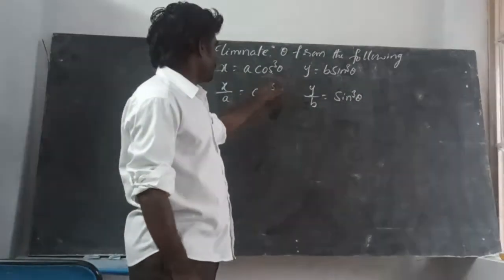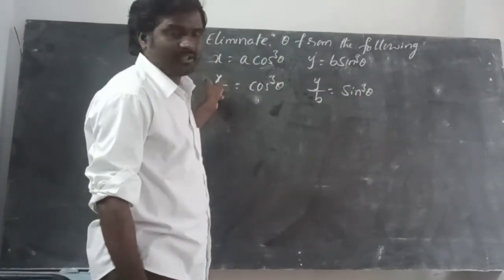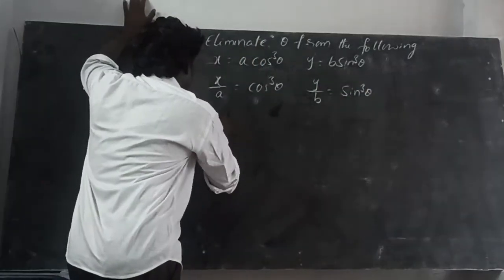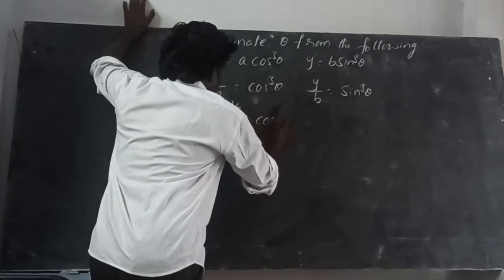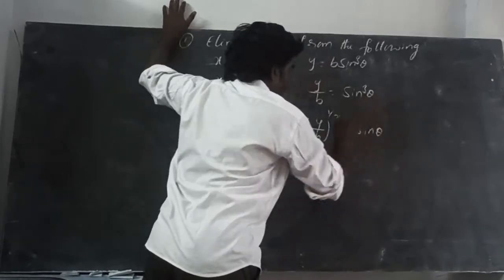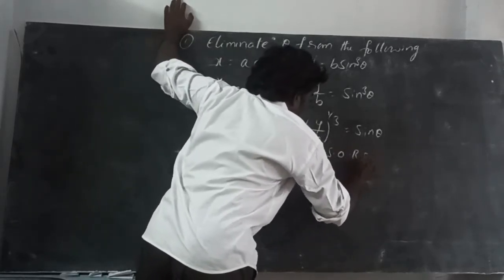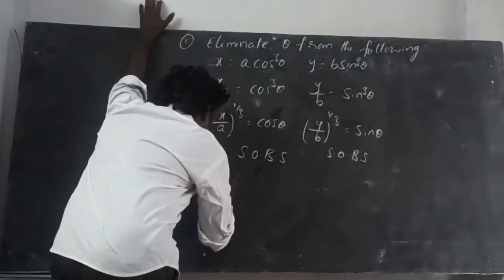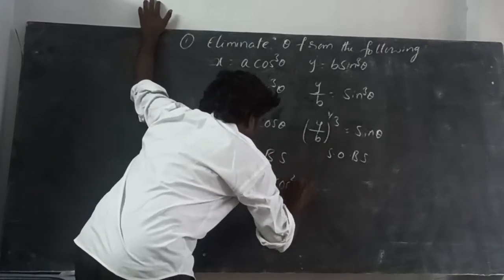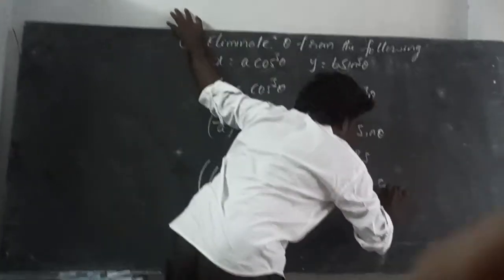Okay, so this cube goes to the left side. What will happen? In exponent form, that is 1 by 3. So that is x by a whole power 1 by 3 is equal to cos theta, y by b whole power 1 by 3 is equal to sin theta. Now we can square both sides. Then we get x by a whole power 1 by 3 whole square is equal to cos square theta, y by b whole power 1 by 3 whole square is equal to sin square theta.